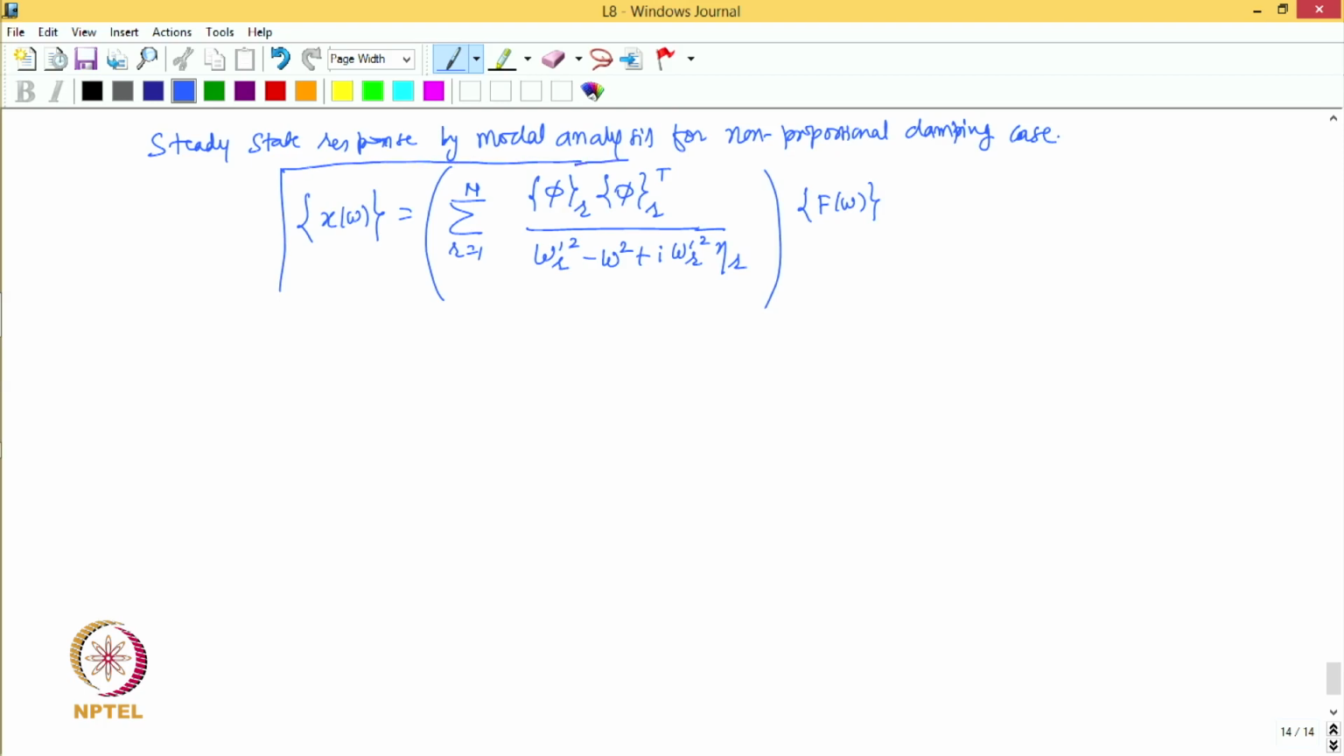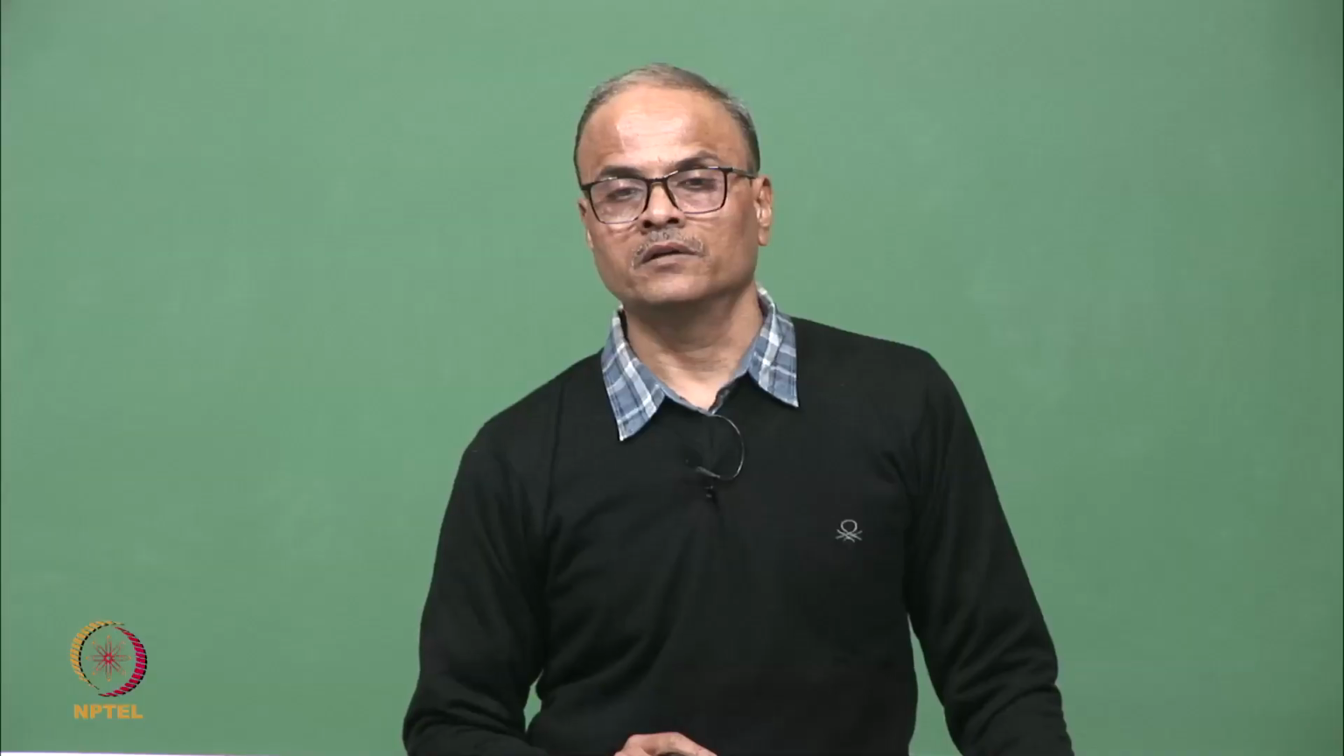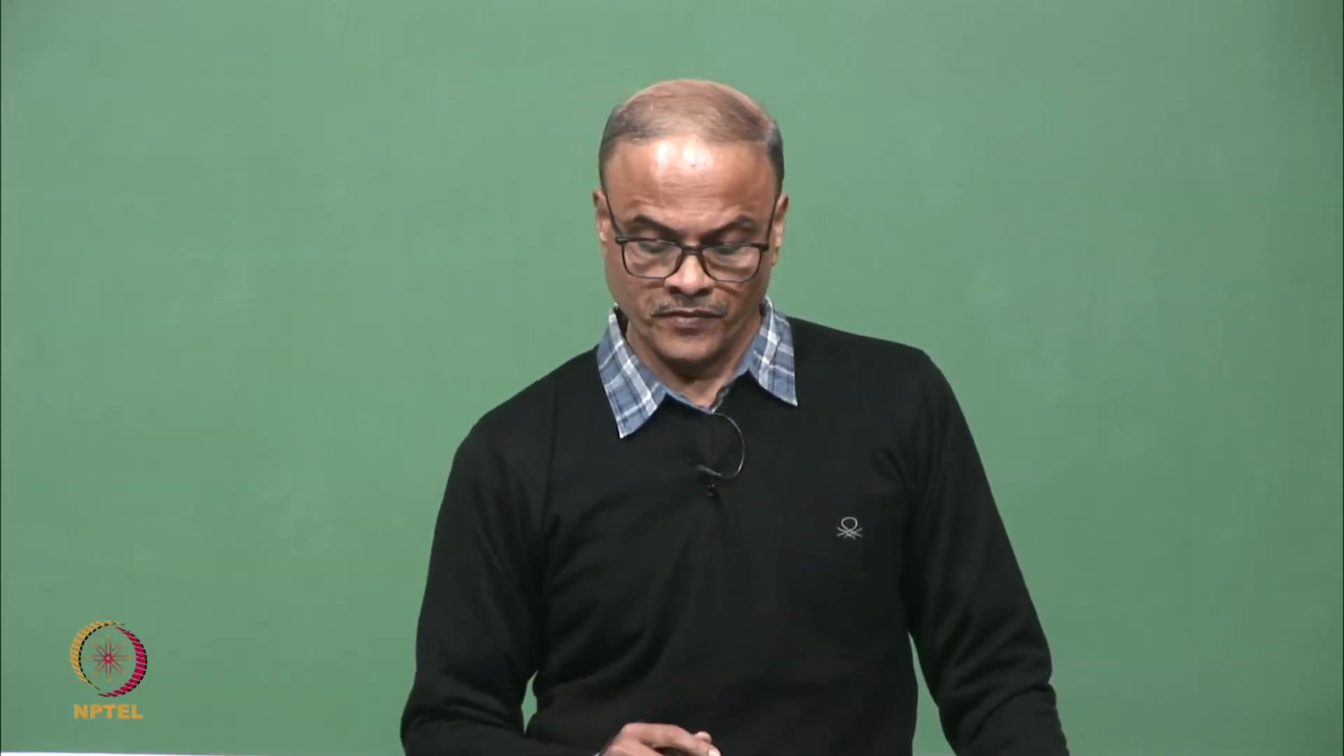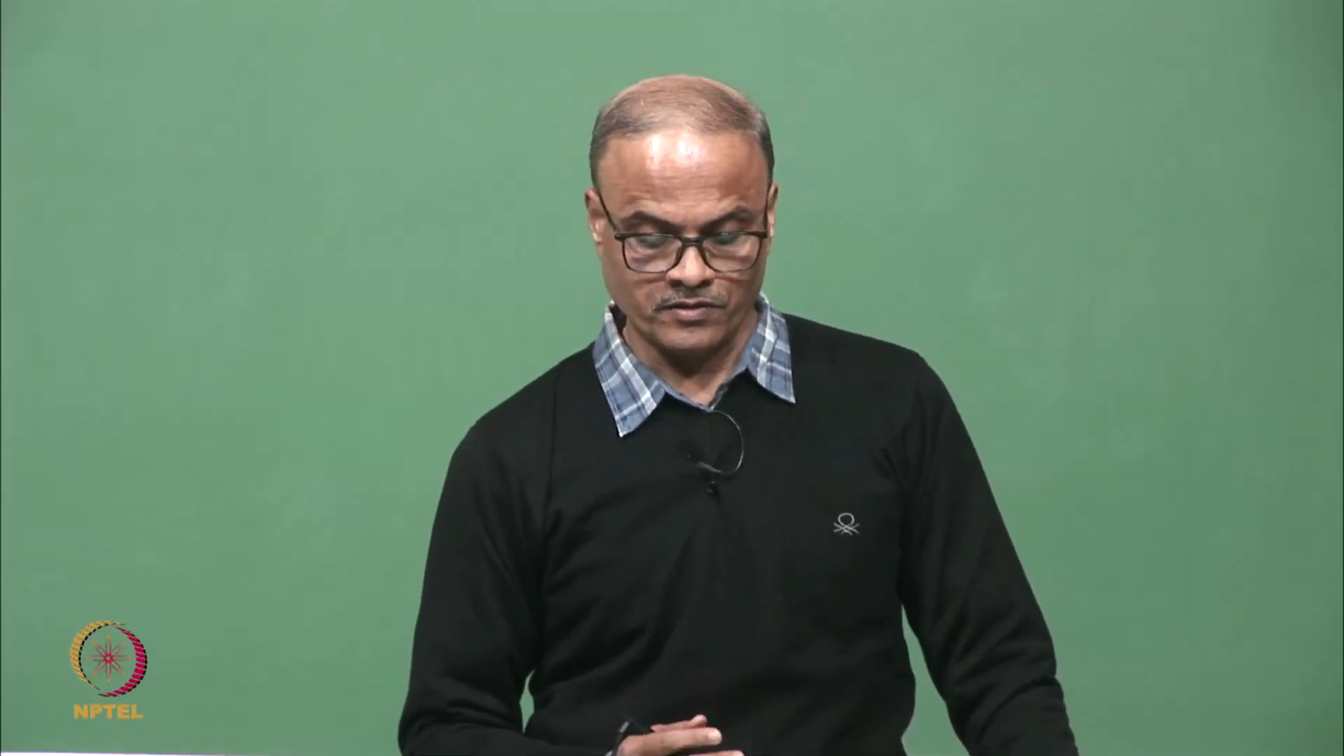So, the formula is in the same form, except the difference that now the natural frequency omega r dash does not correspond to the natural frequency of the undamped model, plus the phi r, the eigenvector, will be complex. Okay, that is going to be the difference.